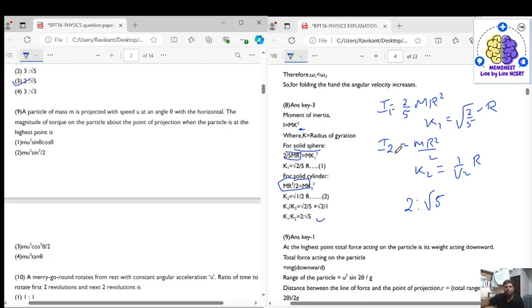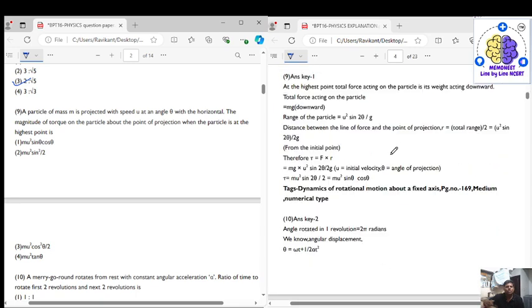Now next, come to question number 9. Question number 9 says that a particle of mass m is projected with a speed of u at an angle theta with the horizontal. What is the magnitude of the torque on the particle about the point of projection when the particle is at the highest point? So a particle has been projected at angle theta, it will form a parabolic path. They are asking you the torque at this point, right? The only force acting on the body at this point will be its weight, m into g, right?